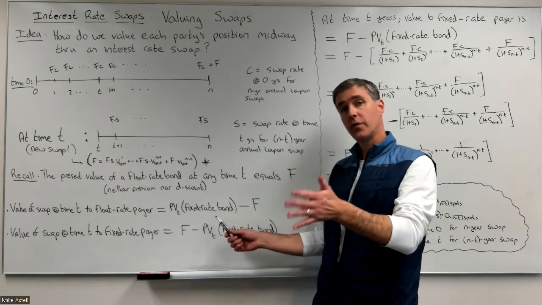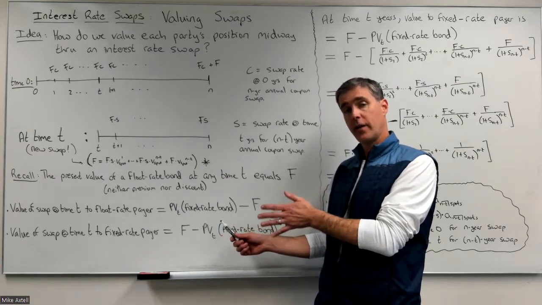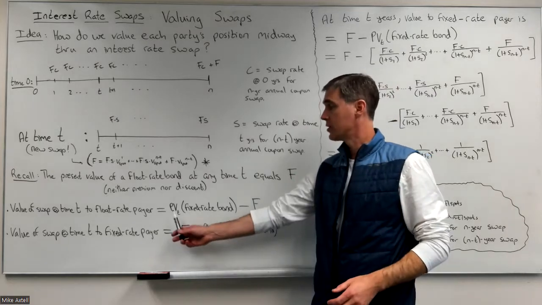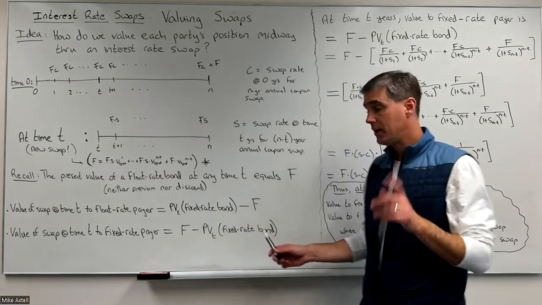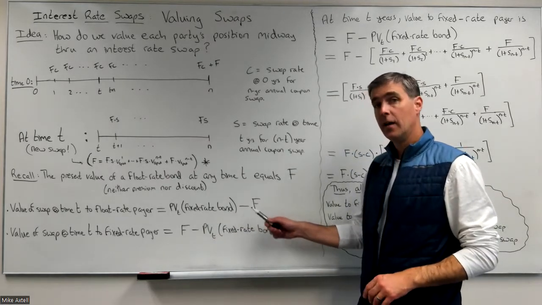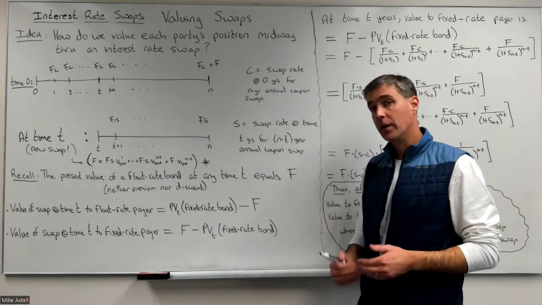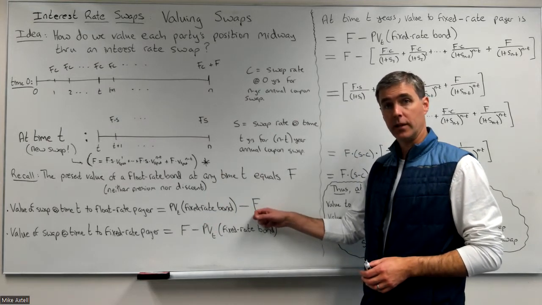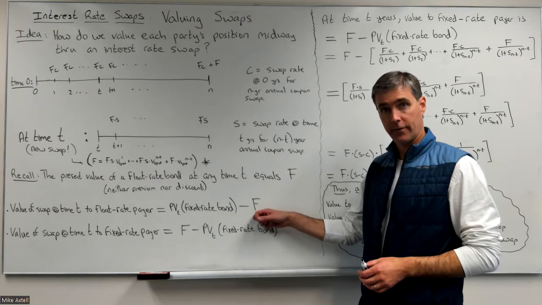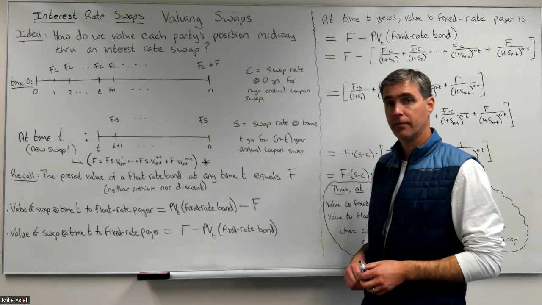So we'll take all those fixed rate coupons and the redemption value and drag it back to time T. So it's the present value at time T of the fixed rate bond. But they're going to pay the value of their float rate bond to the other party. And the value of their float rate bond at time T is always just F, as discussed above.